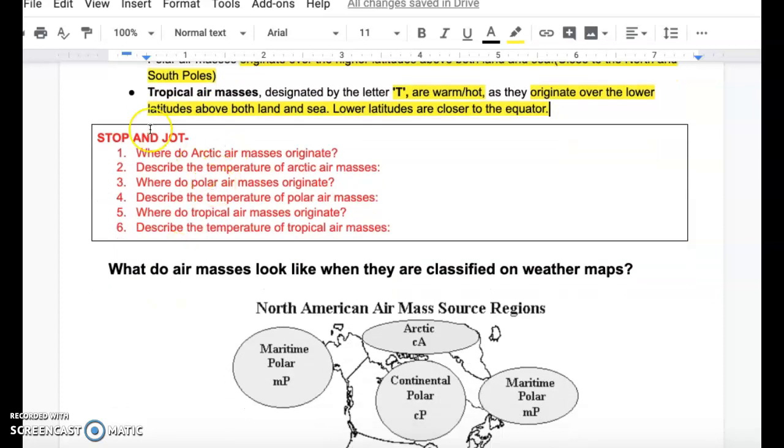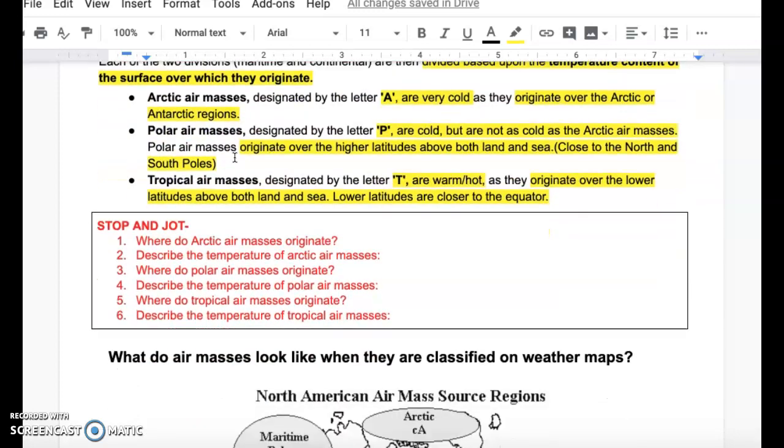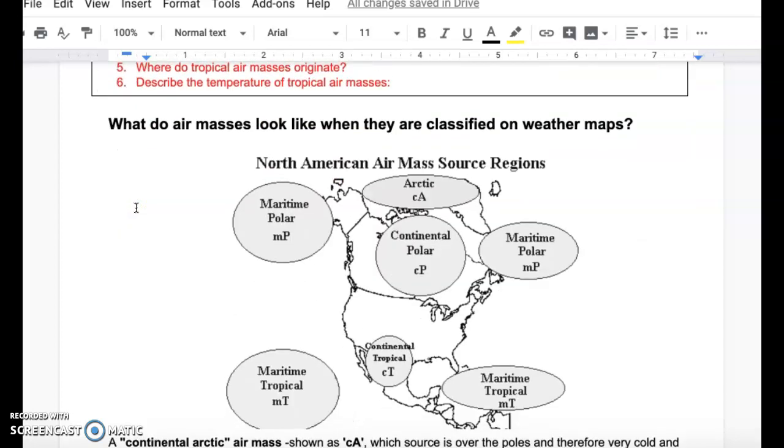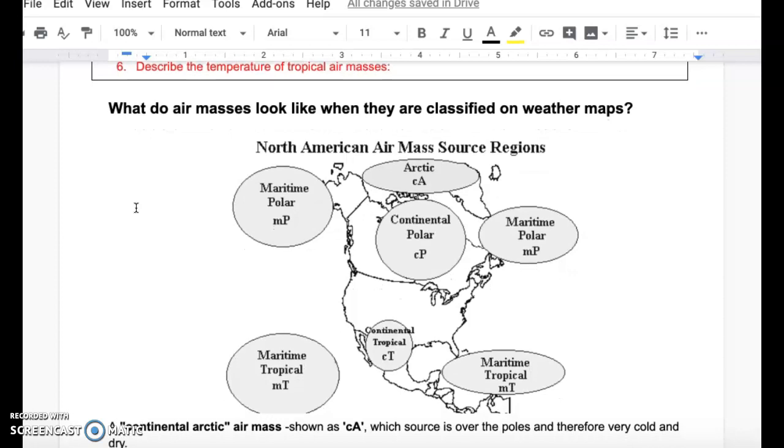So you have a few stop and jot questions. One, where do Arctic air masses originate? If you were following along and you annotated, you should have no problem answering that. Two, describe the temperature of Arctic air masses. Number 3, where do polar air masses originate? Number 4, describe the temperature of polar air masses. Number 5, where do tropical air masses originate? And number 6, describe the temperature of tropical air masses. Go ahead and pause, write your responses, and then play when you're ready to move on.